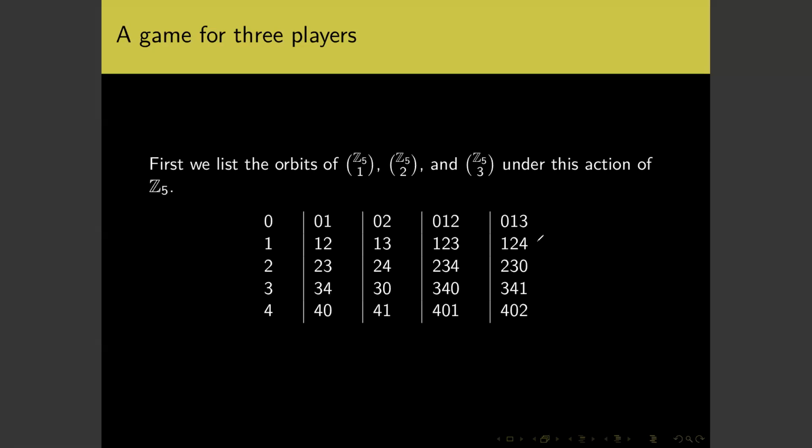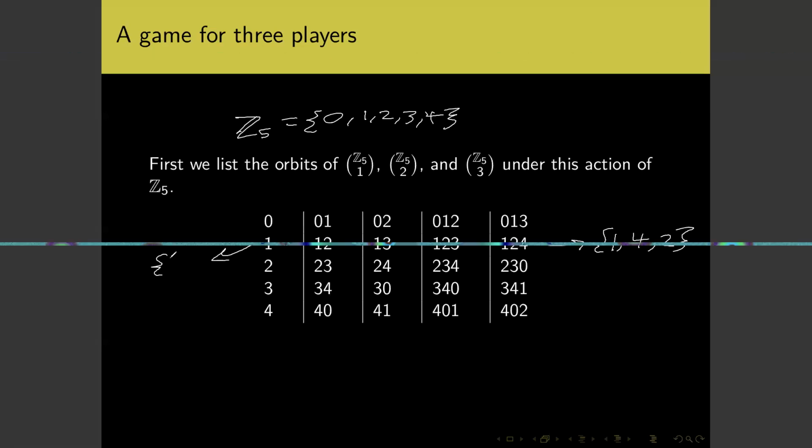And so in this notation, for example, 1, 2, 4 is actually denoting the unordered set, say 1, 4, 2. And of course, I'm viewing z mod 5 as the set 0, 1, 2, 3, and 4 with the usual addition. Okay, and similarly for these other guys. So 1 is actually representing the 1 set 1. All right, so these are our 5 orbits that we have under this action of z mod 5.